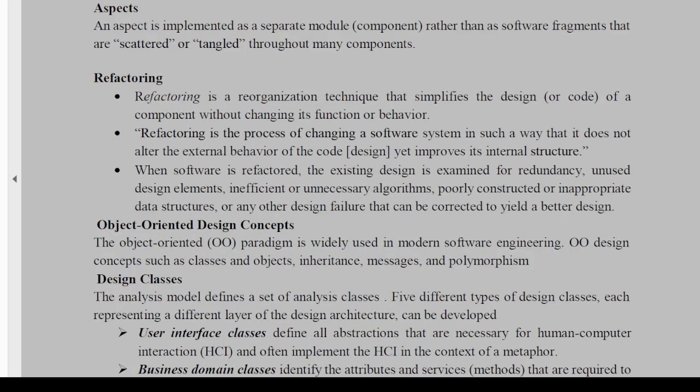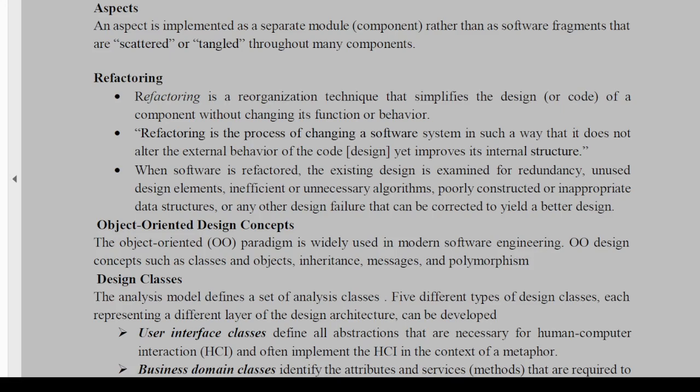Then aspects means characteristics of the system. Then refactoring is a process of changing a software system in such a way that it does not alter the external behavior of the code, yet it improves the internal structure. And the next is object-oriented design concepts such as class, object, inheritance, message, polymorphism and all.